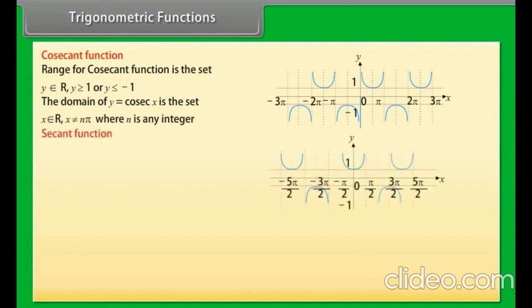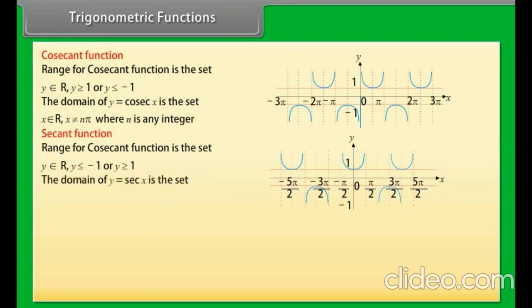Secant function. Range for secant function is the set y belongs to real numbers, y less than or equal to -1 or y greater than or equal to 1. The domain of y equals sec x is the set x belongs to real numbers, x not equal to (2n plus 1) into pi by 2, where n is any integer.